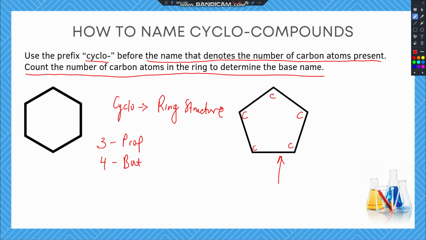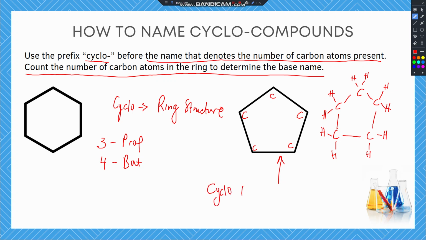That is why if I'm to redraw this structure, it will look something like this. This is what it will look like, and then we'll have hydrogens bonded to each carbon atom. So this is what this structure would look like if I draw it in a way that will be simpler and more illustrative for you. So now that we have drawn this structure, if we want to name it, the first thing we have to do is to use the prefix cyclo. So now that we have the prefix in place, what are we going to add? We're going to count the number of carbon atoms.